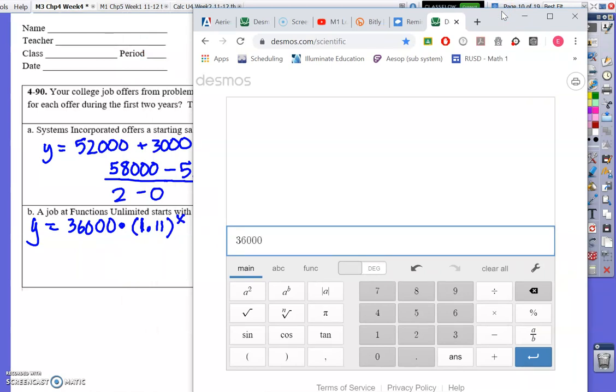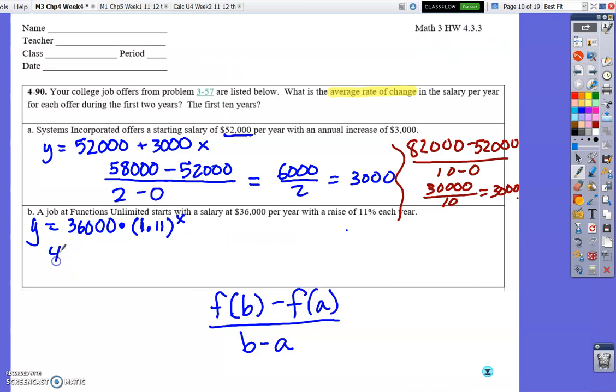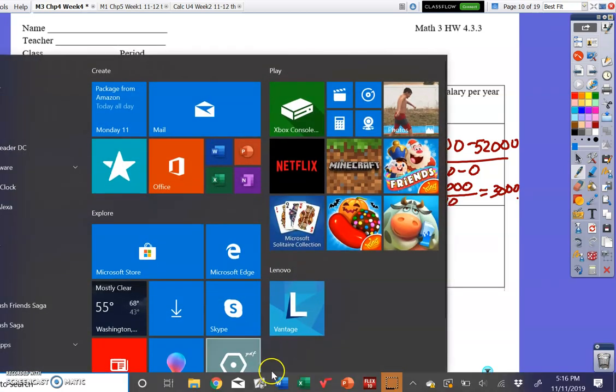$3,600 parentheses 1.11 raised to the second power is that much money. I didn't actually process the number. It's gone.